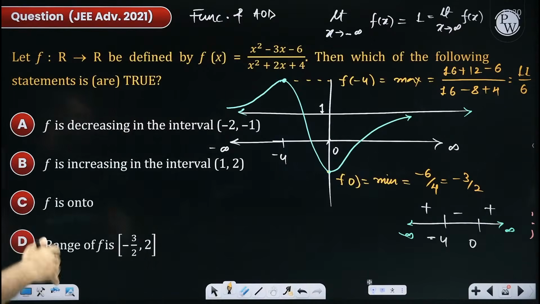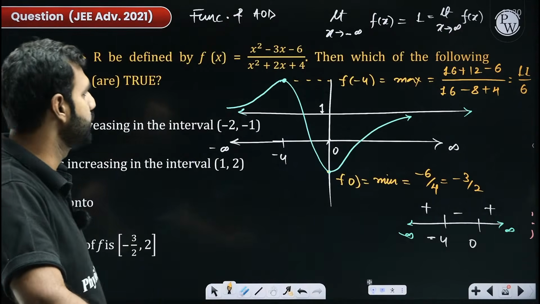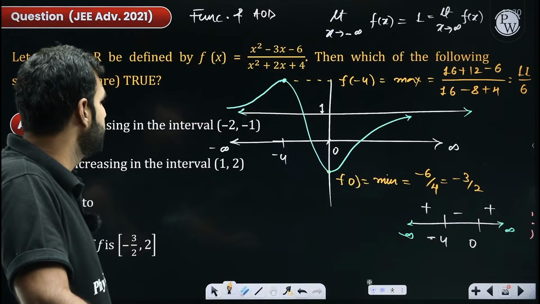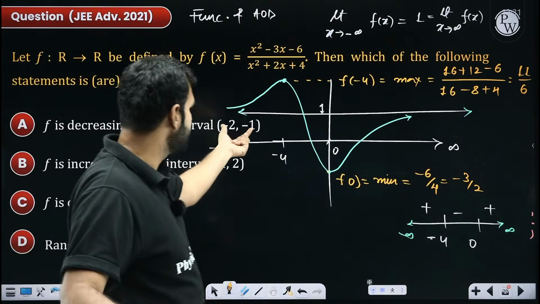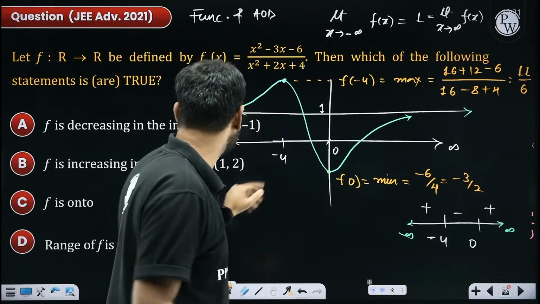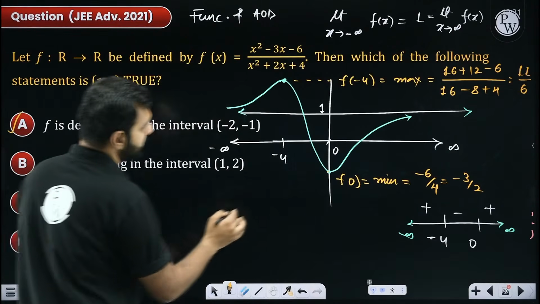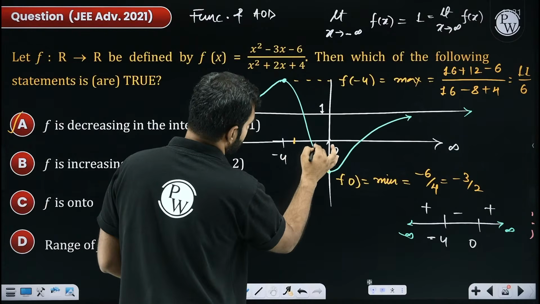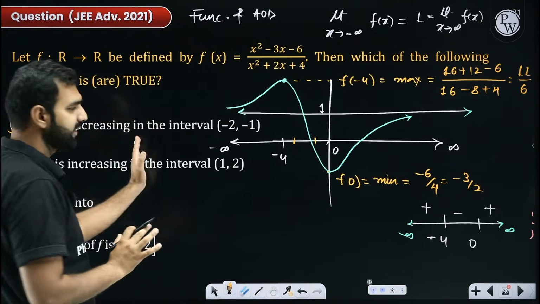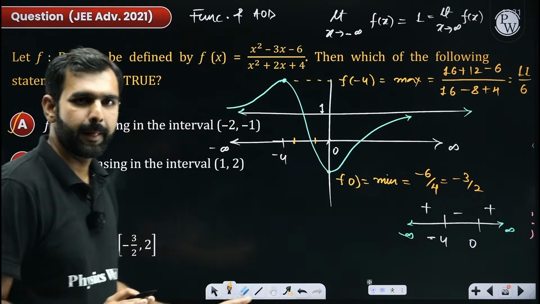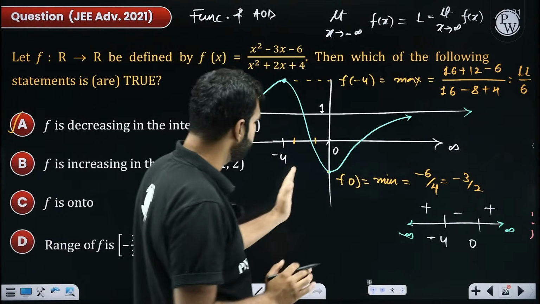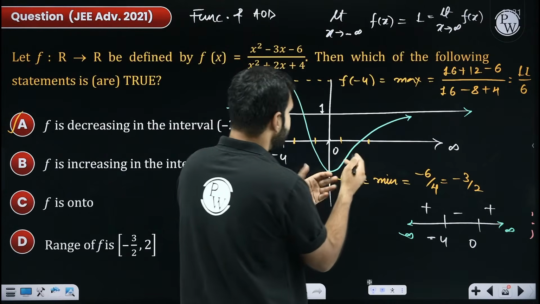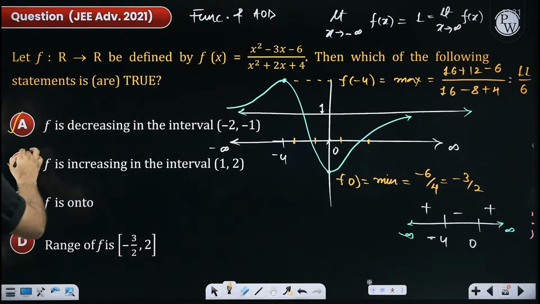Am I making any mistake here, students? First of all, f is decreasing in the interval minus 2 to minus 1. So yes, first option is correct. Because this is minus 2 somewhere here, minus 1 is also somewhere here, so it is decreasing in the interval minus 2 to minus 1. Great. With option B, f is increasing in the interval 1 to 2. Yes, 1 could be somewhere here, 2 could be somewhere here, so it is increasing in the interval 1 to 2.